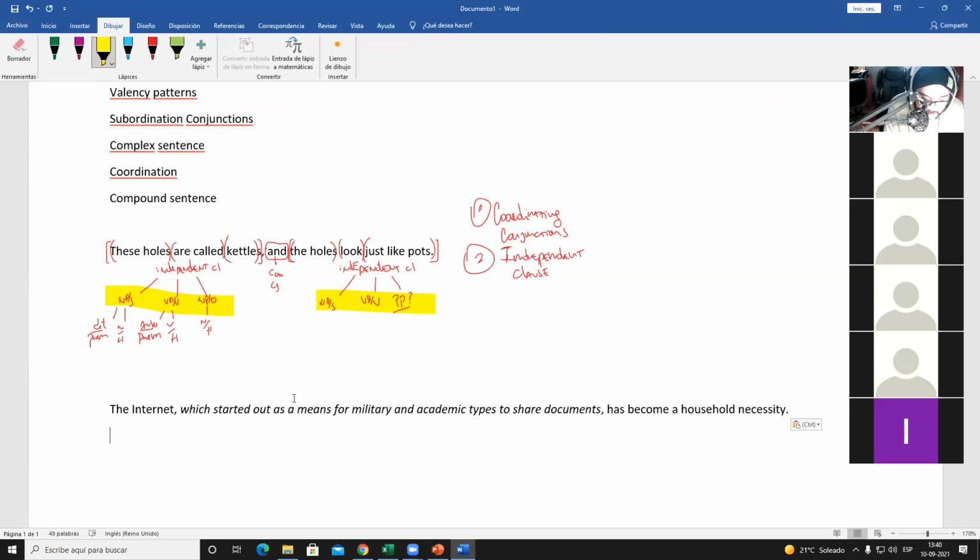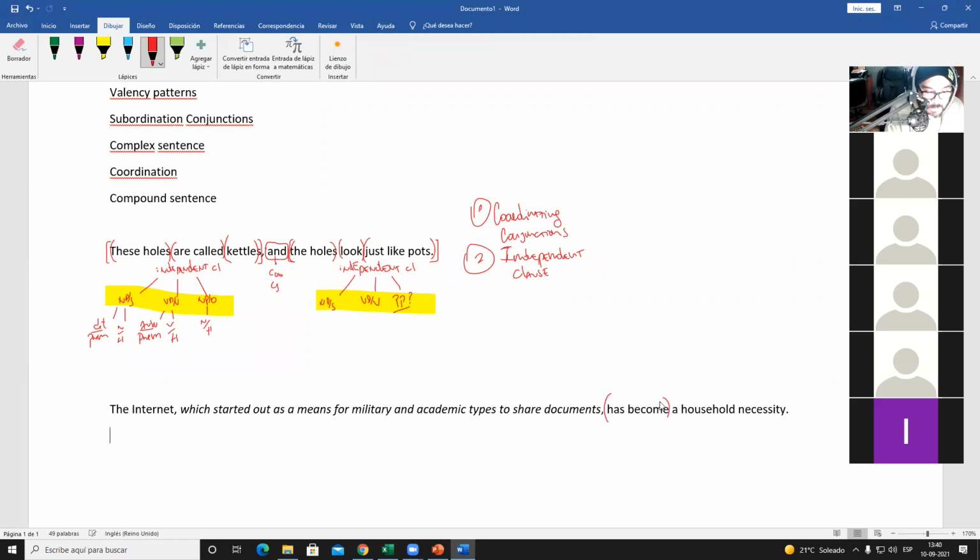The second thing I'm going to say is that I need to look for the verb phrase, right? But not any verb phrase. I need to look for the verb phrase that is inside of the independent clause. So I'm going to read the whole thing looking for the main verb phrase. The internet, which started out as a means for military and academic types to share documents, has become a household necessity. And I believe the main verb phrase, the one in the independent clause, is has become.